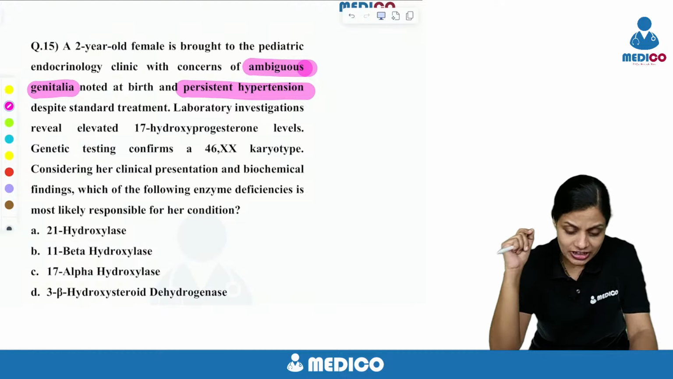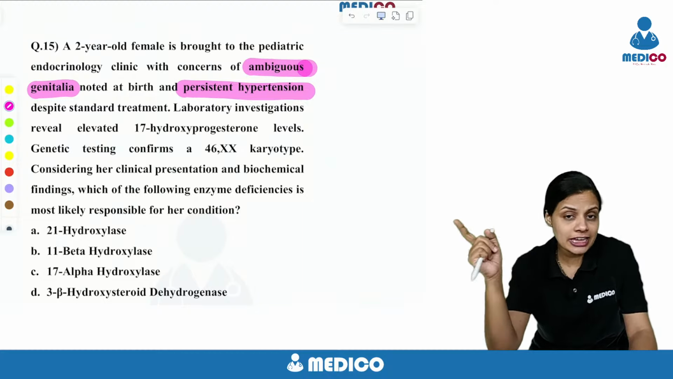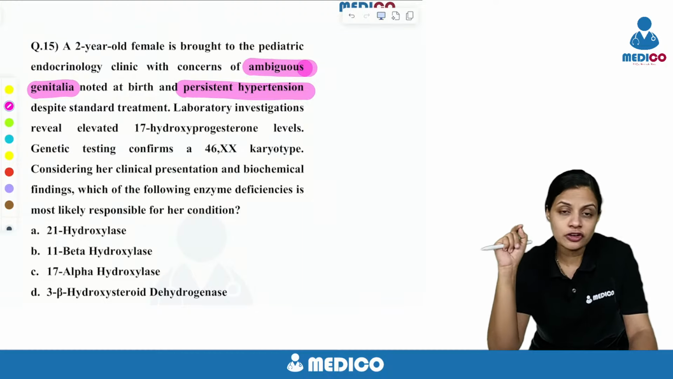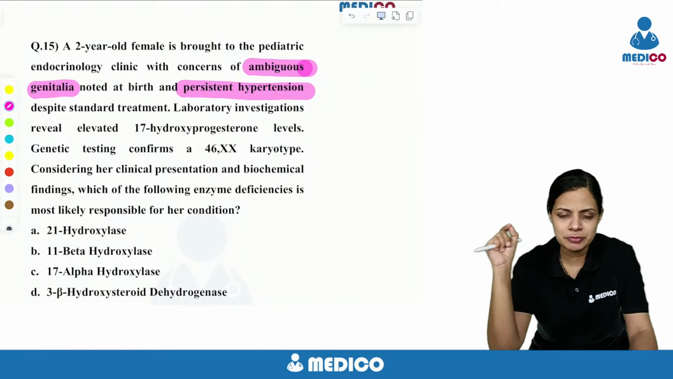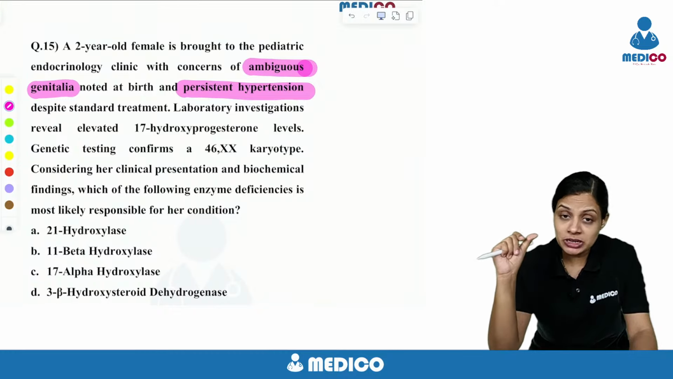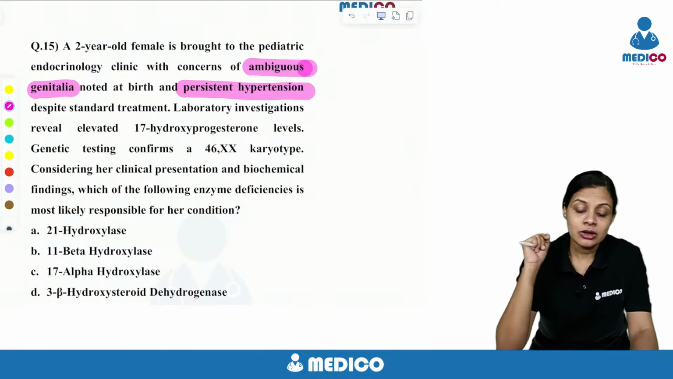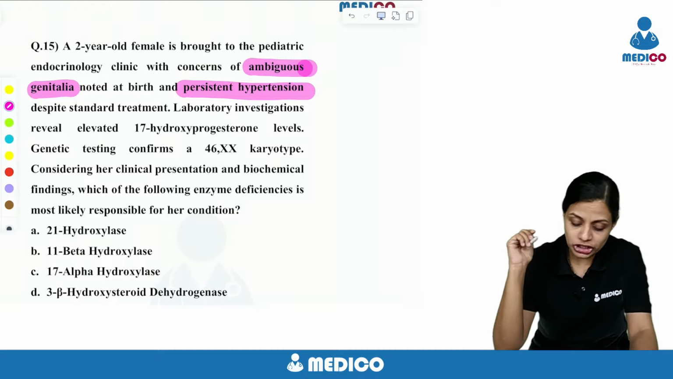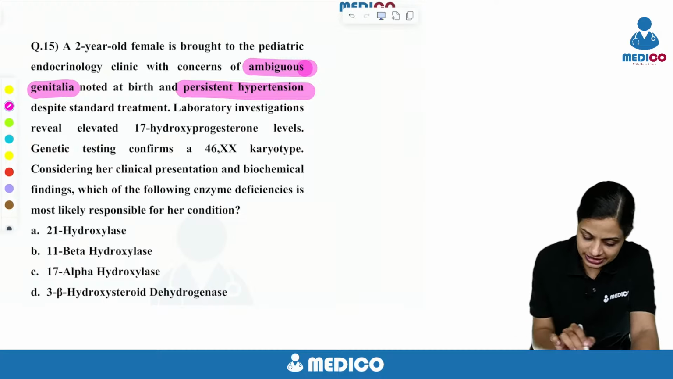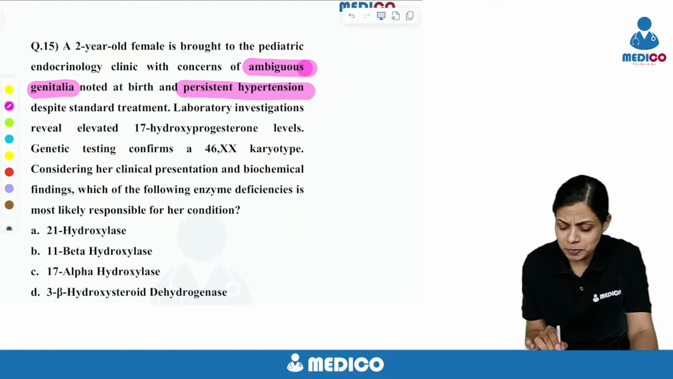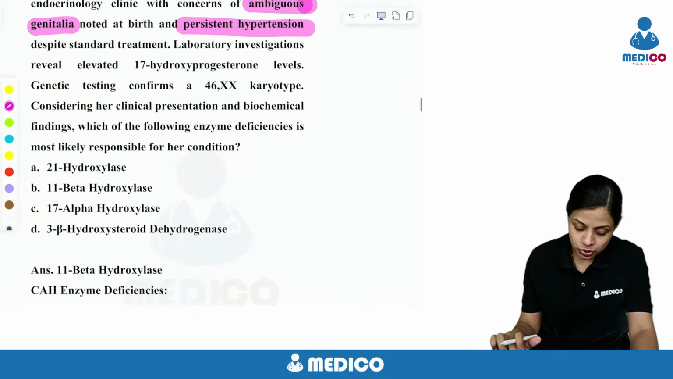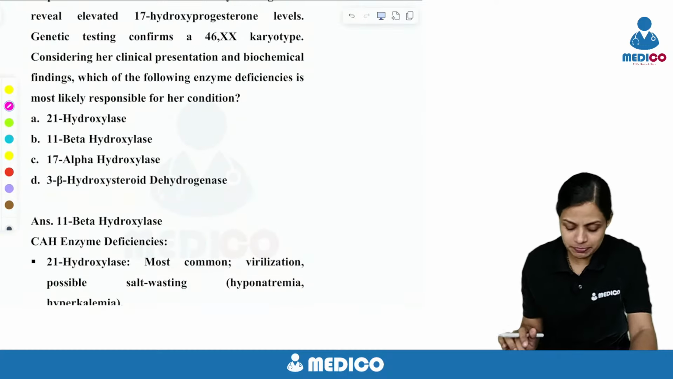While in 11-beta-hydroxylase, which is the second most common cause for congenital adrenal hyperplasia, the child will present with hypertension. Why? Because of deoxycorticosterone accumulation. Here they have mentioned it. She has got persistent hypertension. So in that case, the answer is 11-beta-hydroxylase.